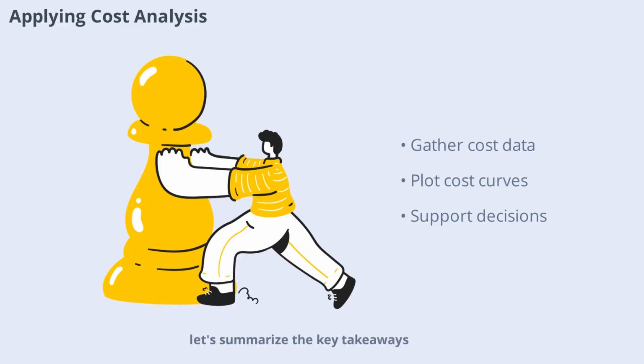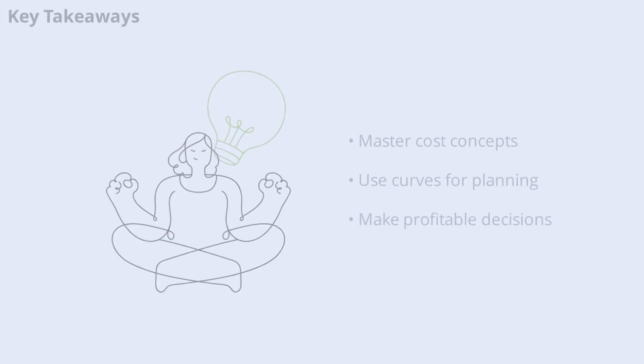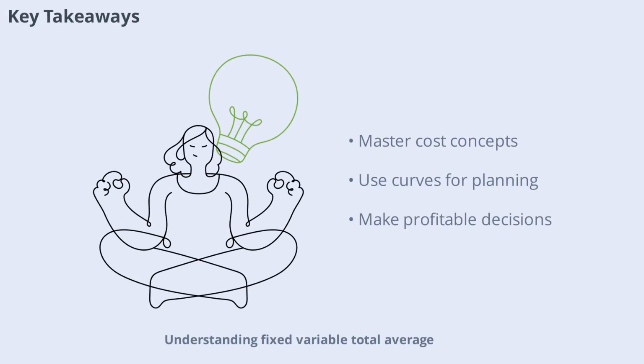Next, let's summarize the key takeaways. Understanding fixed, variable, total, average, and marginal costs is essential for effective business management. Cost curves provide valuable insights for pricing, production, and strategic planning. By mastering these concepts, businesses and individuals can make smarter, more profitable decisions.